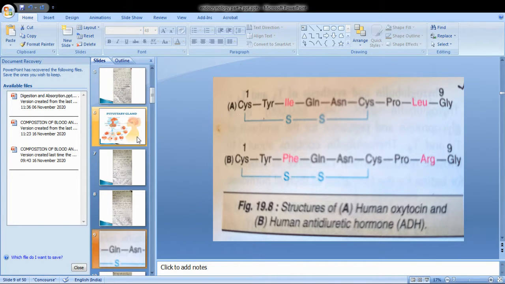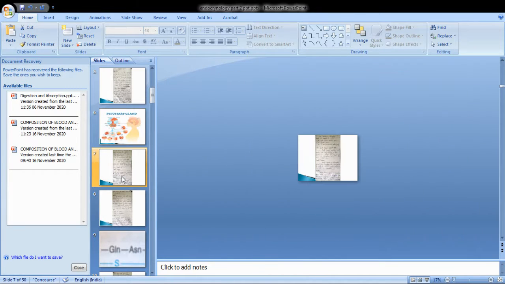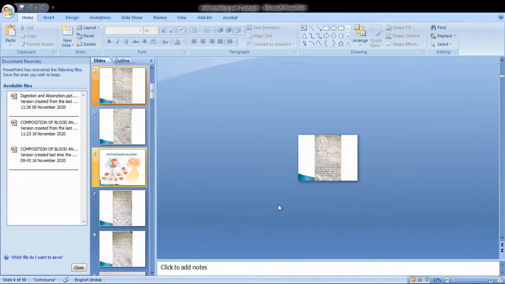Let's discuss the regulation of growth hormone. Its stimulation is by growth hormone releasing hormone. Growth hormone release is inhibited by growth hormone release inhibiting hormone.